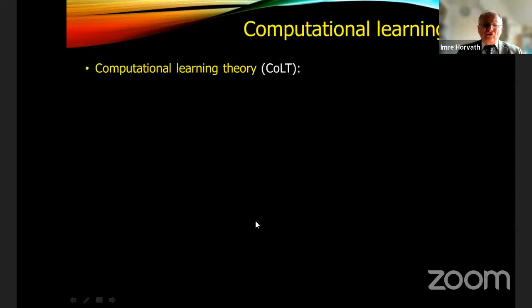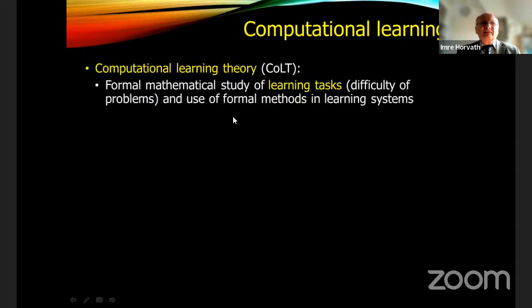Computational learning in view of those underpinning or explanatory theories which try to capture its essence and put it into a kind of practical context. The first underpinning theory is called computational learning theory, often abbreviated as COLT. This is a formal mathematical study of learning tasks. Obviously, when we are talking about learning, the very first question is what to learn. What is it that we need to learn? And then, because every problem is different, and there are problems out there with different complexity, computational learning theory first of all studies the difficulty of the problems and what they imply for computational learning. And then it also focuses on the use of formal methods in learning systems.